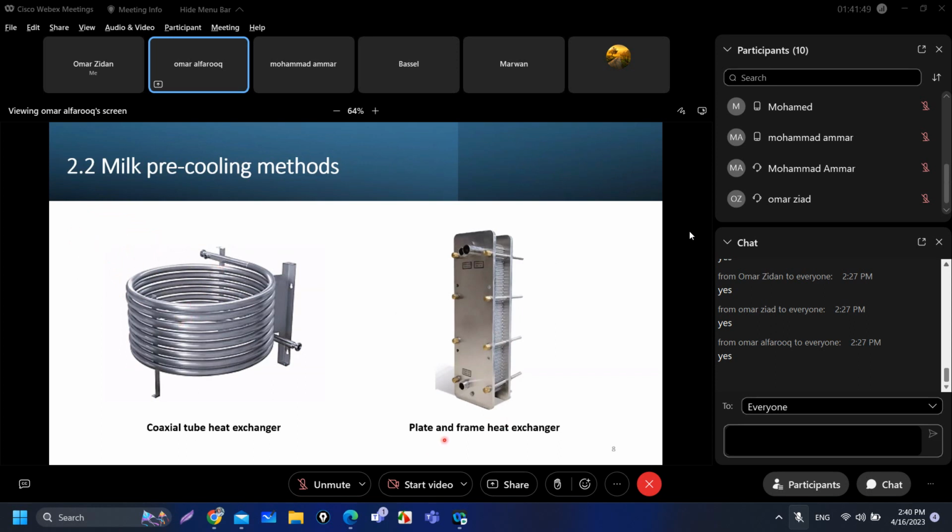The second one is the plate and frame heat exchanger. The plate and frame heat exchanger is the most commonly used type. If you Google now, you will not find the coaxial tube heat exchanger. I just found it by luck, so I put it here just for your reference.